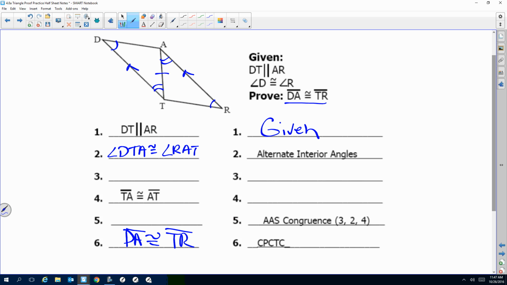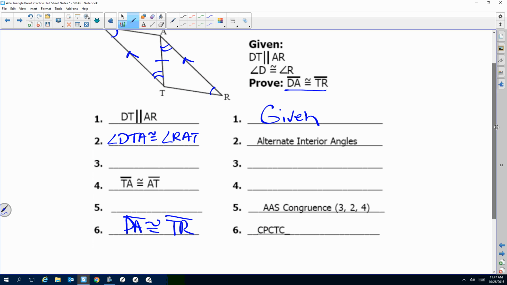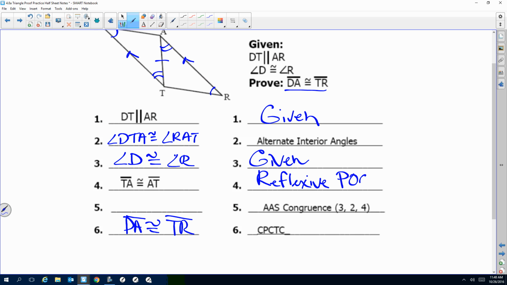All right. What can I state now? A given. What's our given? Yeah, angle D is congruent to angle R. So that's our given. Then we have the statement segment TA is congruent to AT. Yep, reflexive. POC, property of congruency.